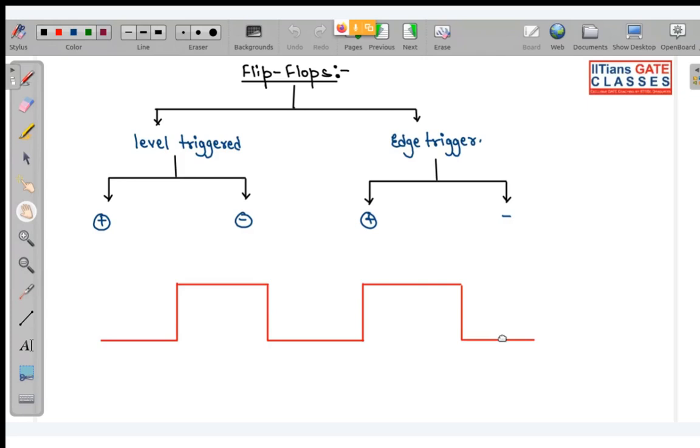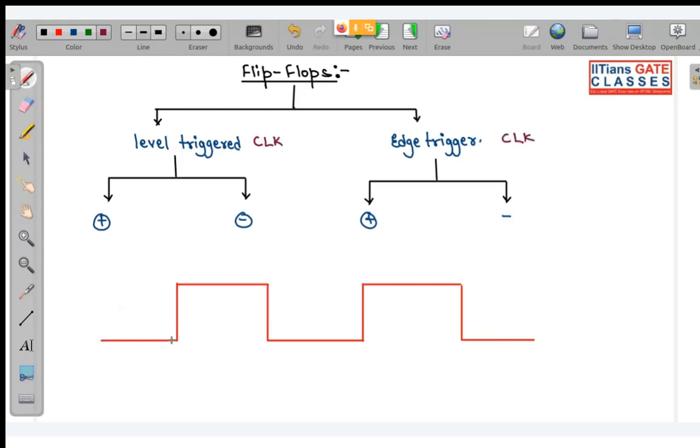So flip flop basically is of two types. Either it will be level triggered or edge triggered. So what do we mean by level triggered and edge triggered? Level triggered of the clock or edge triggered of the clock.